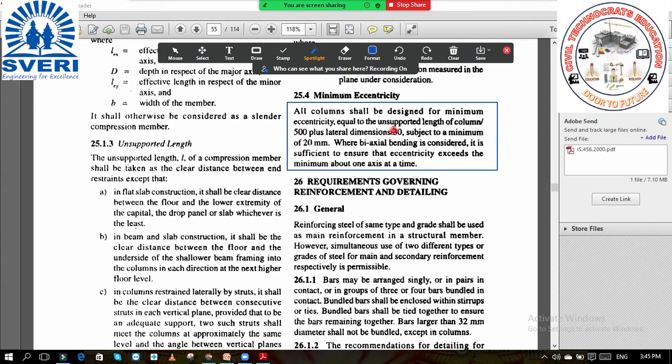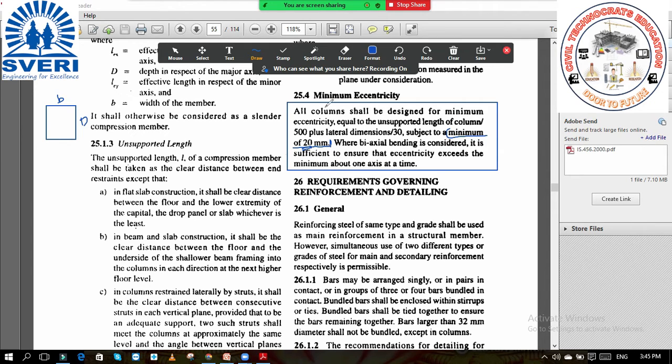Unsupported length means effective length. So this length L divided by 500 plus lateral dimension, that is D by 30. Lateral dimension means cross sectional dimension, B and D. Suppose this is the cross section of the column. So this dimension is B and this is D. These are called lateral dimensions. And minimum 20 mm. Here you can see a minimum of 20 mm. So this is given in the IS code.